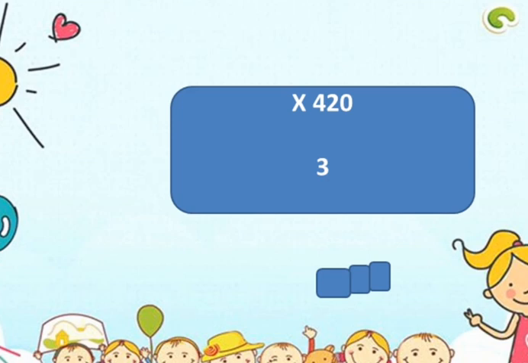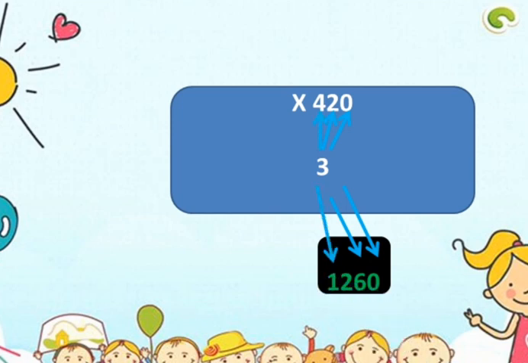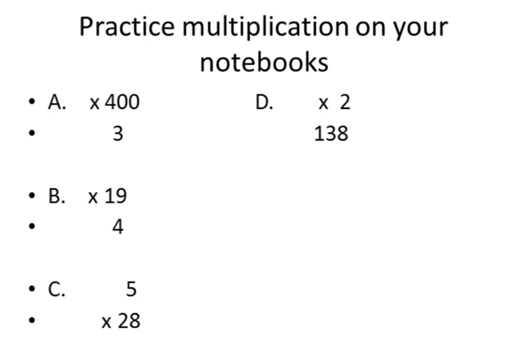Now let's change the order of the calculation and the result should be the same. It doesn't affect anything. It's the same. So now 420 is above and 3 is below. Now let's do it. 0 times 3 equals 0. 2 times 3 equals 6. 4 times 3 equals 12. So as you can see, the result is the same.